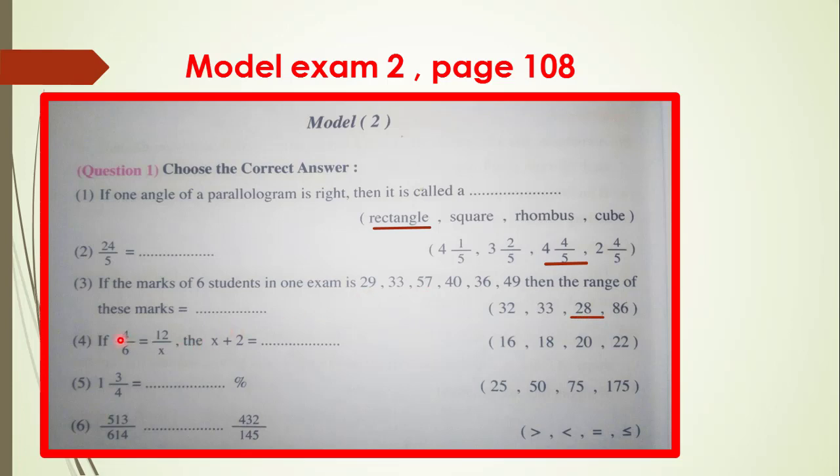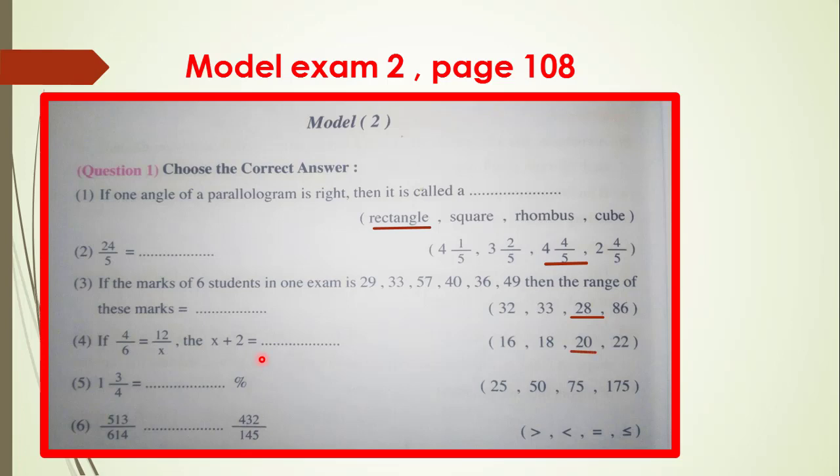Number 4, if 4 over 6 equals 12 over x, then x plus 2. Here I want x plus 2, not only x. So I'll calculate x, then I'll add to the result. Look at here, 4 becomes 12. It means I multiply 4 by 3. 6 times 3 equal 18. So x equal 18. Or you can multiply 6 times 12 over 4, the same. X equal 18, so x plus 2 equal 18 plus 2, which is 20.